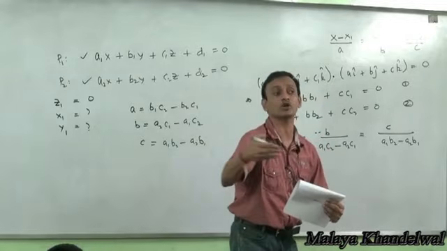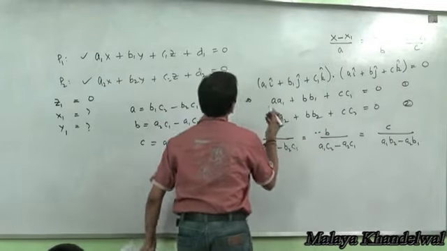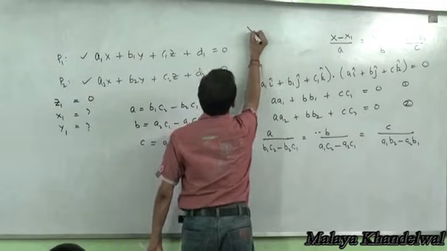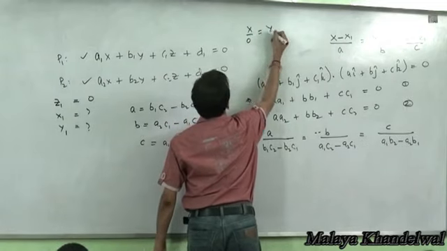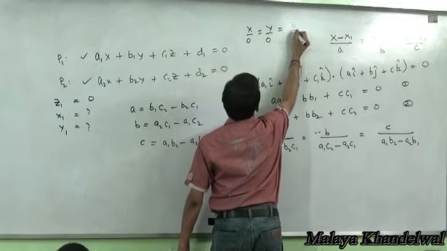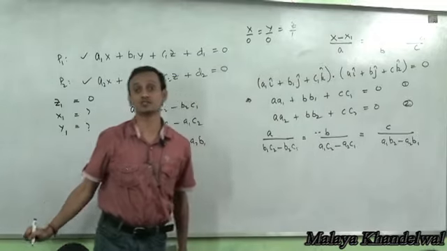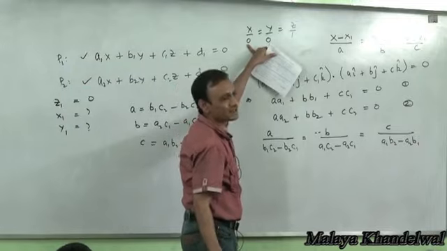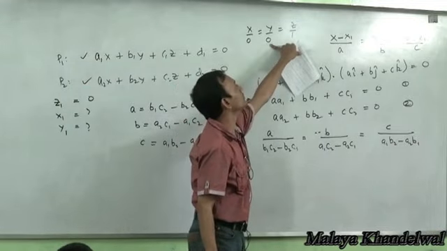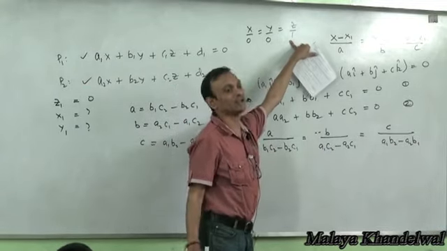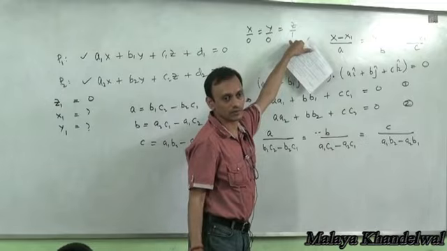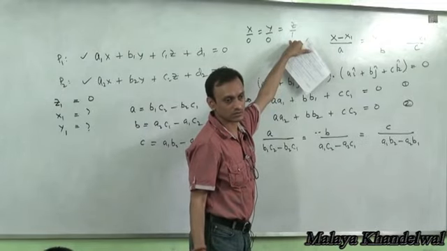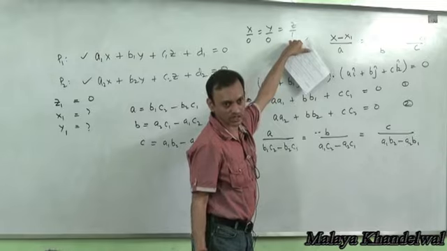And the z-axis can also be written in the symmetric form. The equation of the z-axis is x by 0 is y by 0 is z by 1. That's the equation of the z-axis, where L is 0, M is 0, and N is 1, right?